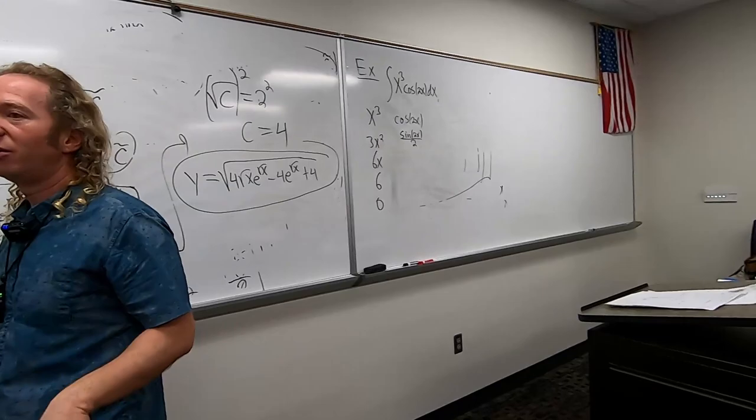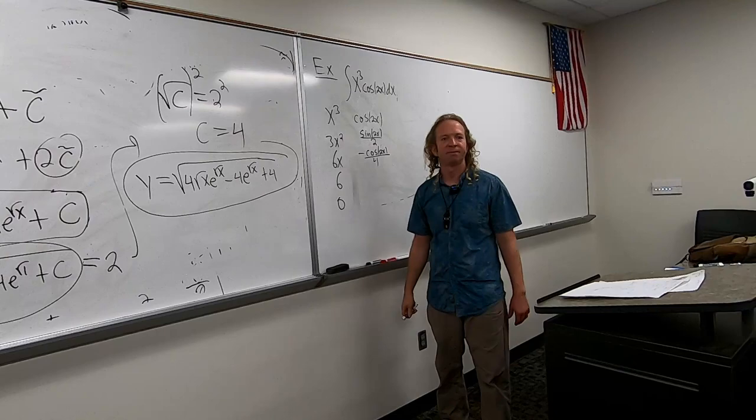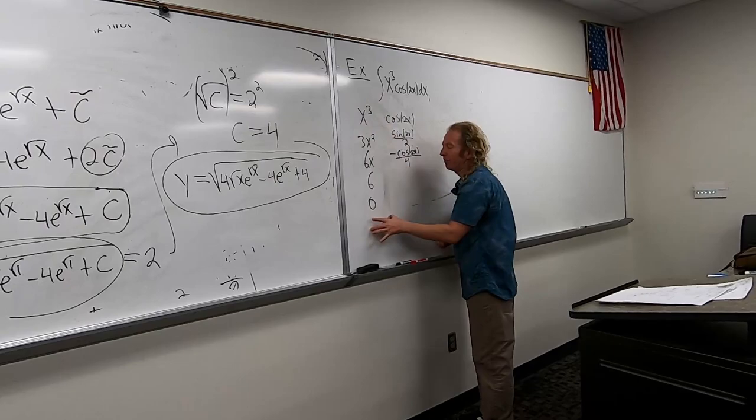Yes, Tony? So we're differentiating the x cubed and integrating the cosine? Yep. So you differentiate this one, integrate this one. So with tabular, you pick one that you differentiate, and then you pick one that you integrate.